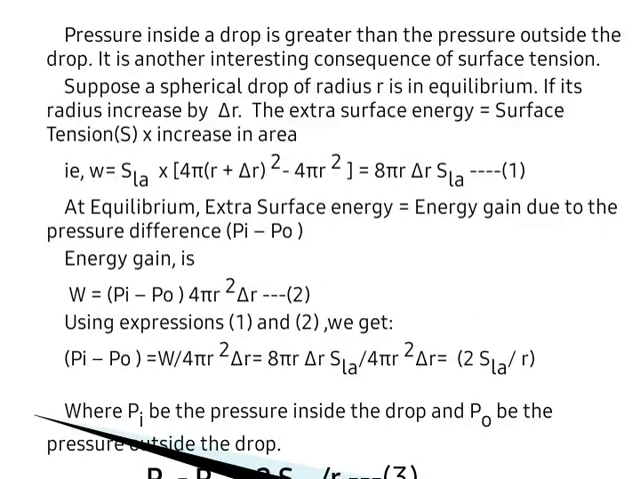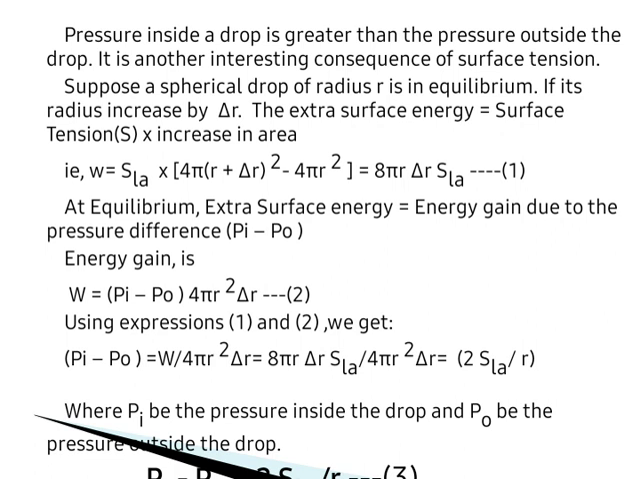At equilibrium, the extra surface energy is equal to the energy gain due to the pressure difference, which is Pi minus Po, where Pi is the pressure inside the drop and Po is the pressure outside the drop. Then the energy gain is W = (Pi − Po) × 4π r² δr, which is expression 2. Here we have used the expression for work done, which is force into displacement, where force is equal to pressure difference into area and the displacement is delta r.